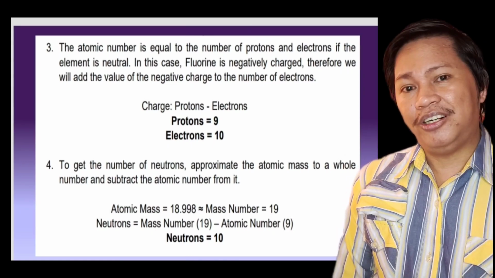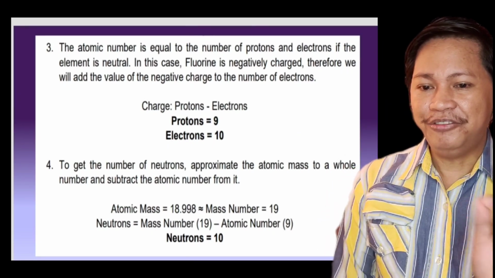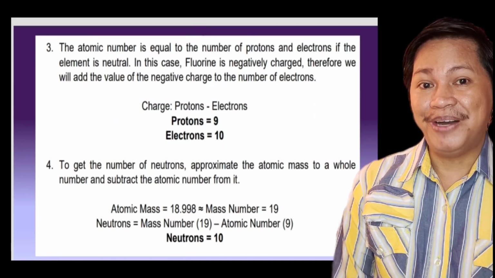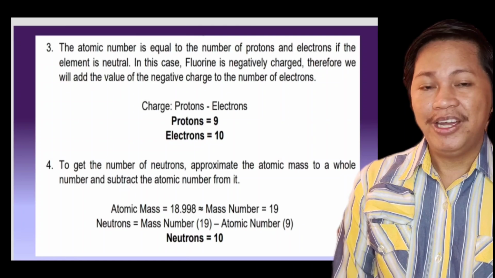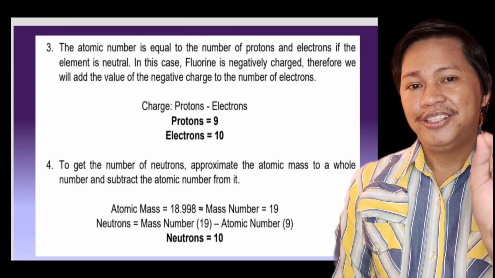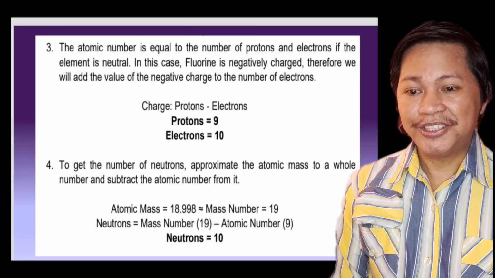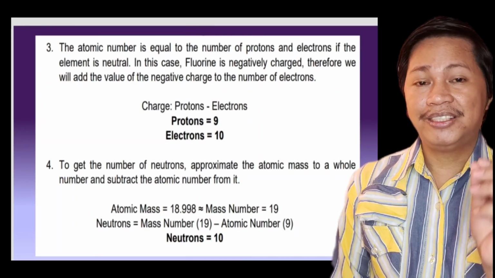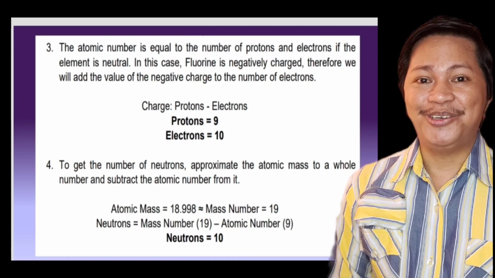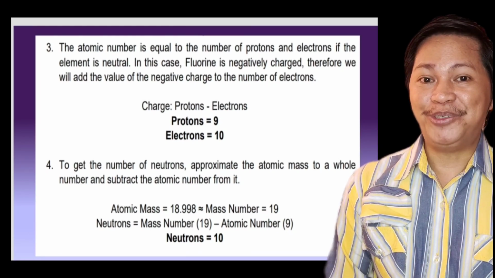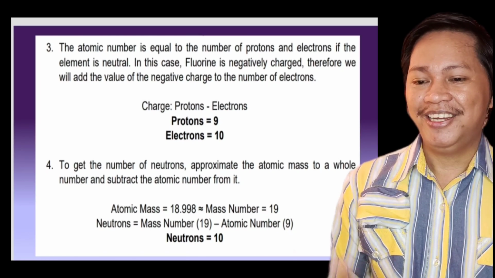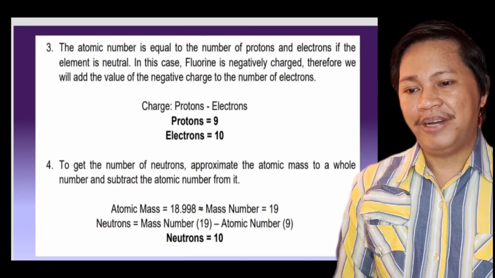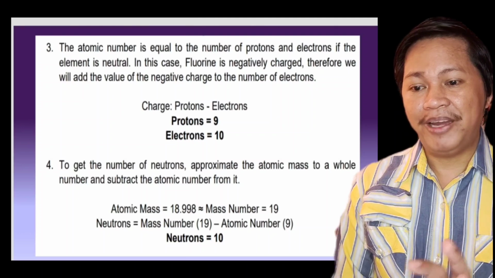So bakit siya naging negatively charged? So we have here fluorine. Therefore, we will add the value of the negative charge to the number of electrons. In getting the charge, class, just simply do this: protons minus electrons. In the case of fluorine, since the atomic number is 9, of course, the number of protons is said to be 9. So we have 9 and then electrons is 10. So bakit siya naging 10? Protons minus electrons.